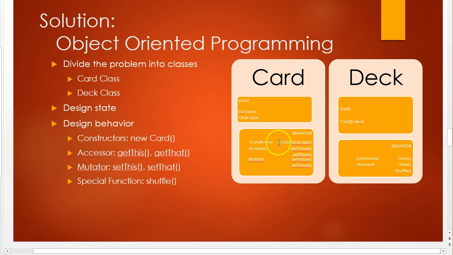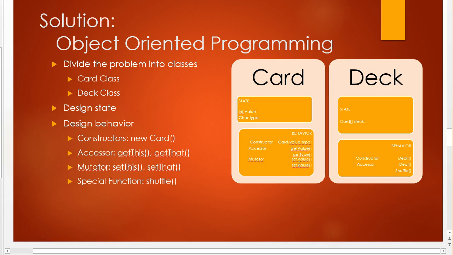And then for behavior, I mentioned there are three general types. So there's a constructor. So you have to be able to construct a card. It would probably take a value and a type, so you could create an ace of spades. And then you have to have a way of getting the card and setting the card.